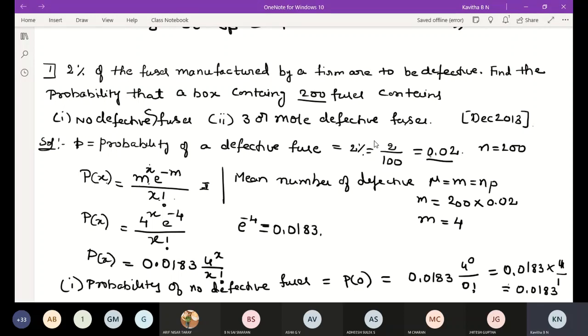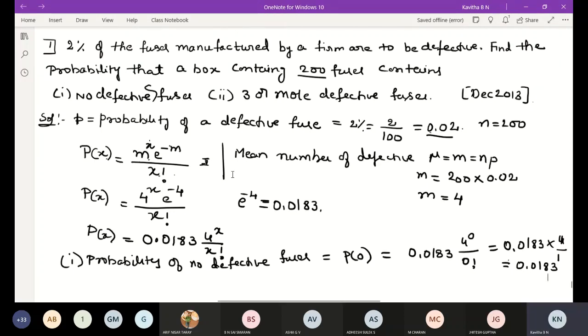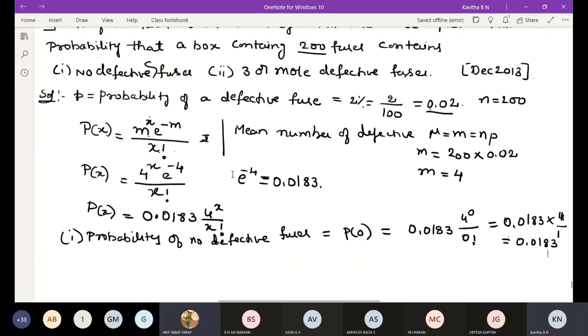Then find out the second one. 0.7621, ma'am. Second one, what is the answer? 0.7621. Correct.